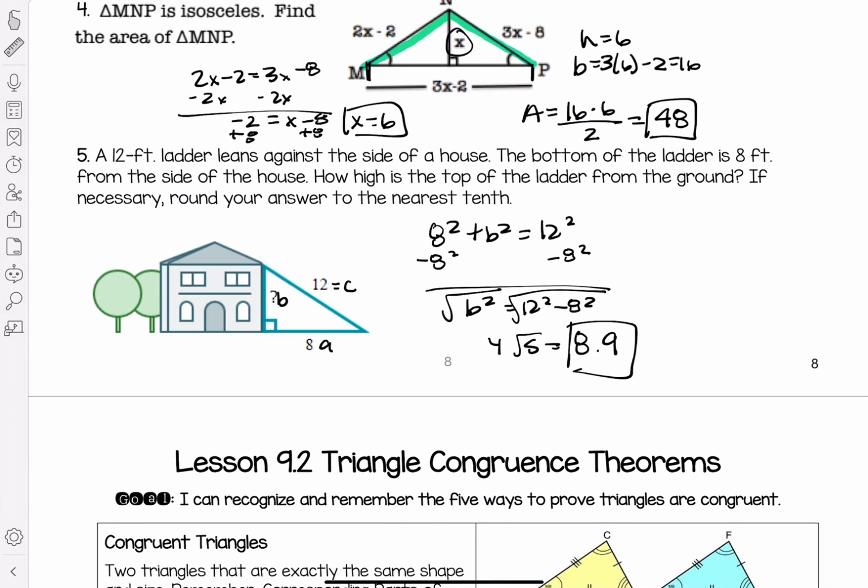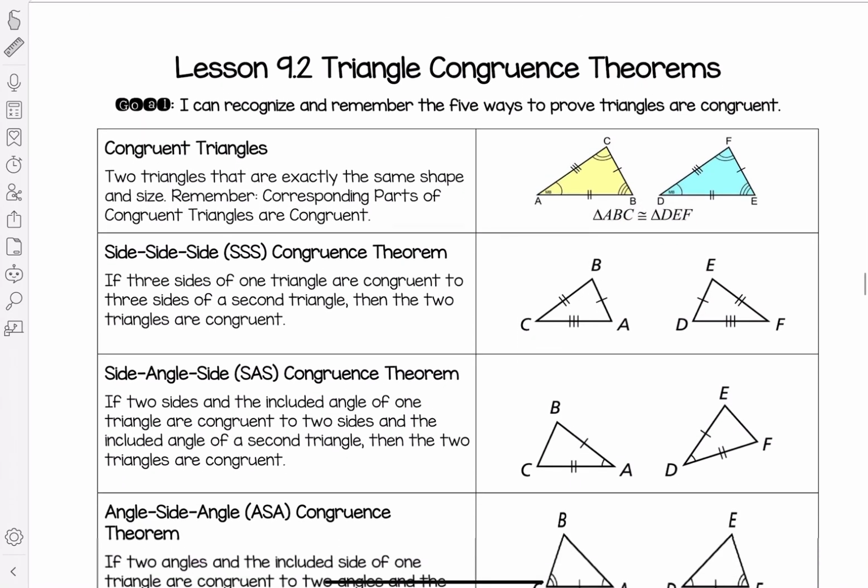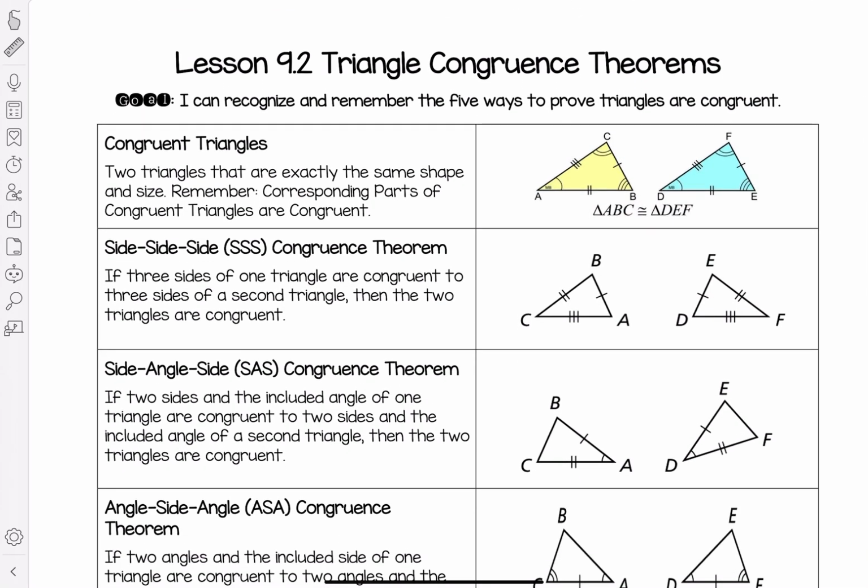Okay, once you get that done, let's go ahead and go to the next page. Now, this is a big page of definitions. All we're talking about today is different theorems when it comes to congruency of two triangles.